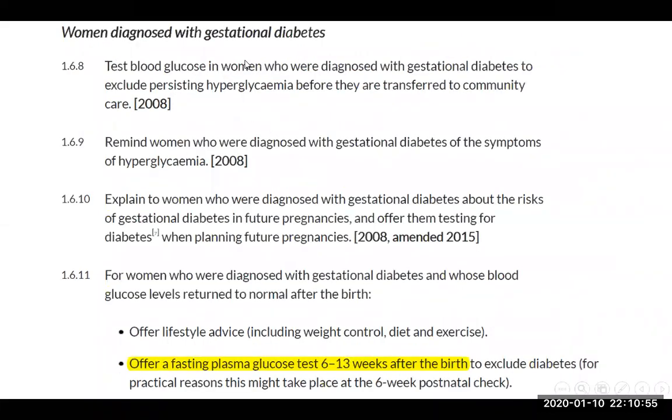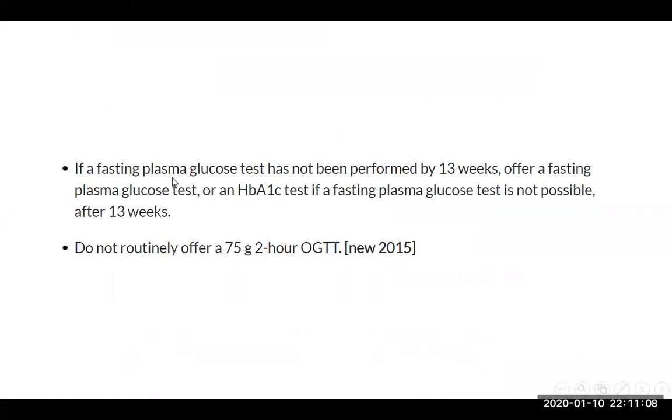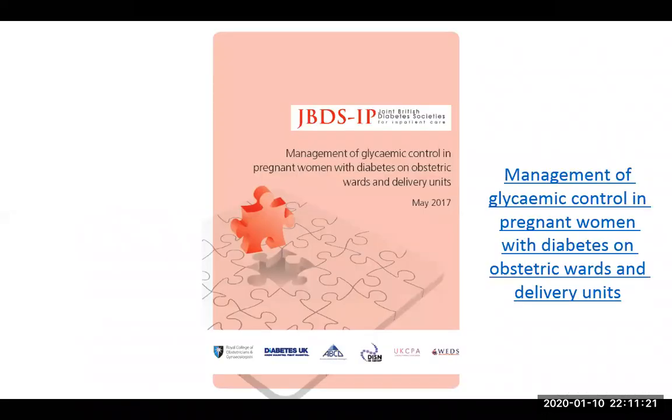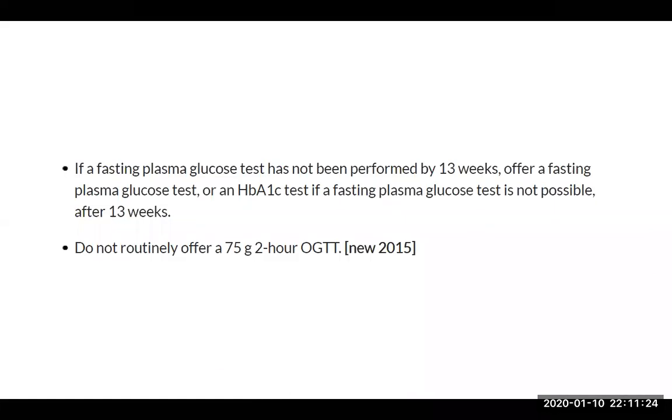For women with gestational diabetes, the most important point is that we must offer fasting plasma glucose between 6 and 13 weeks after birth. And of course, every drug must be stopped once the placenta is delivered. If the fasting blood sugar is not done by this time, we don't do an oral glucose tolerance test. We just do fasting blood glucose or hemoglobin A1C after that. This is the last slide in this guideline. This guideline is very important, with at least 2 questions from the diabetes in pregnancy guideline.